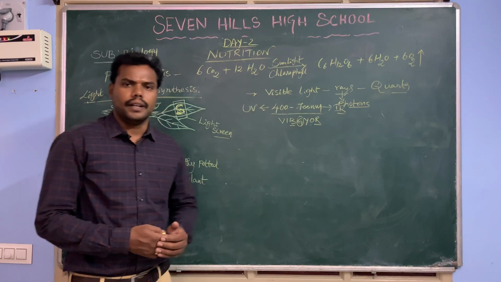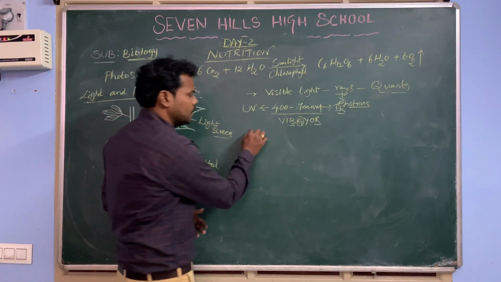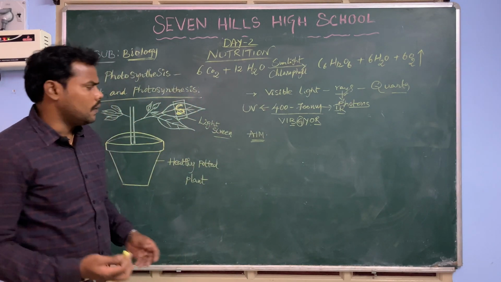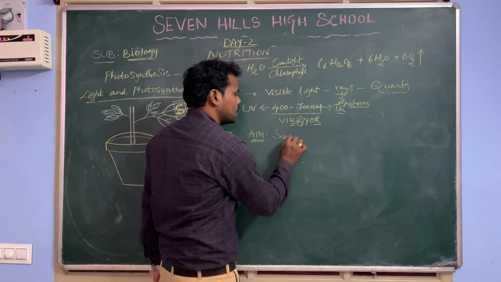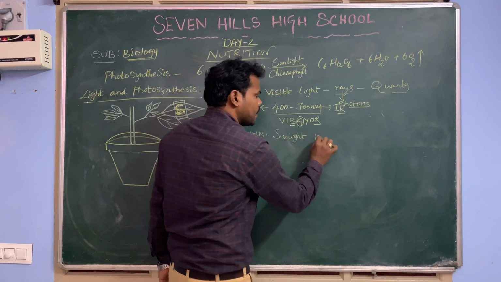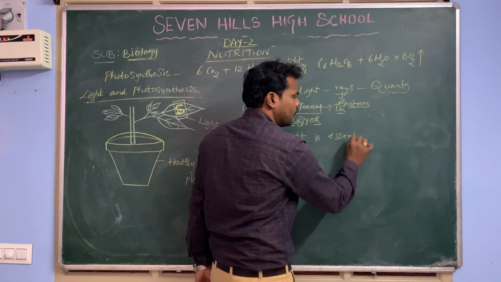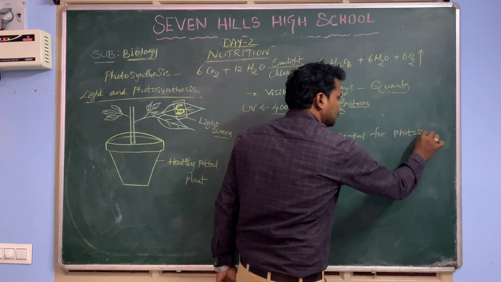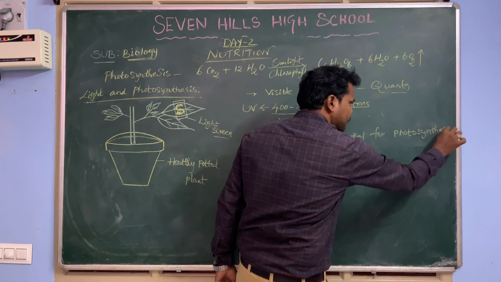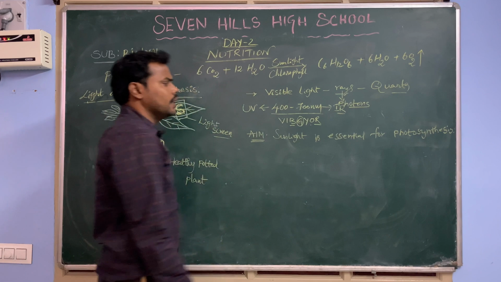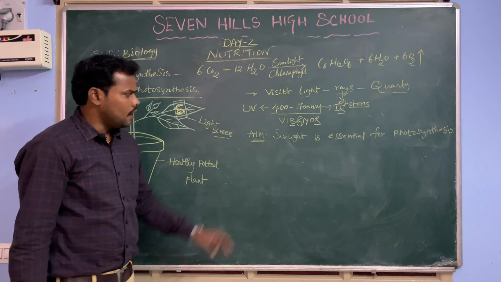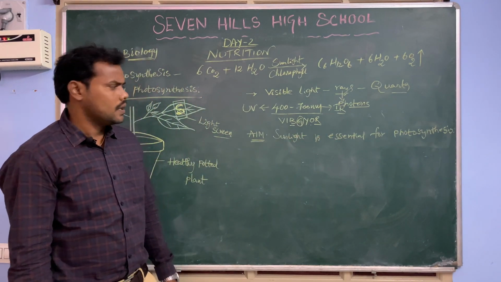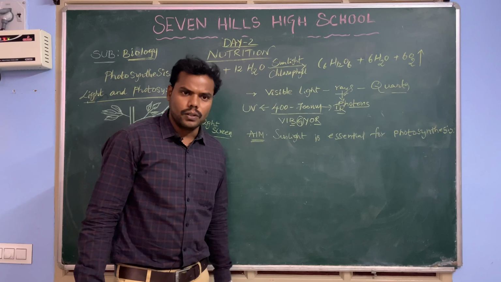We are going to conduct an activity. First of all, what is our aim here? Our aim is to prove that sunlight is essential for photosynthesis. How sunlight is essential for photosynthesis, we are going to prove with this activity.